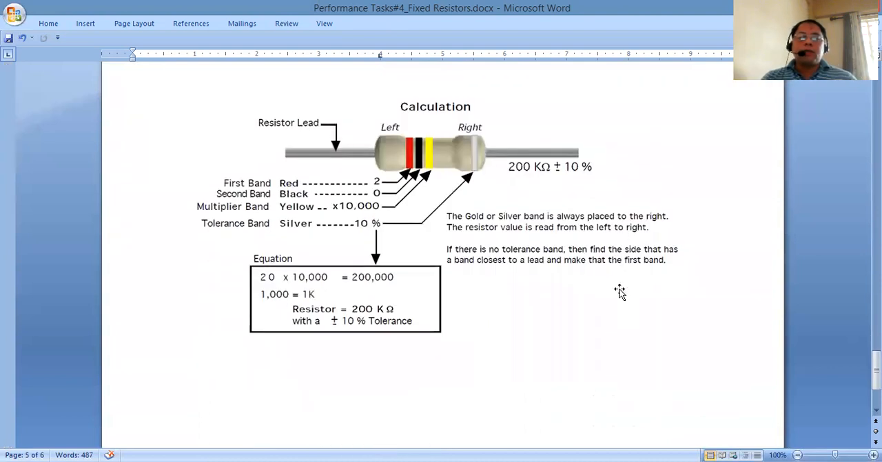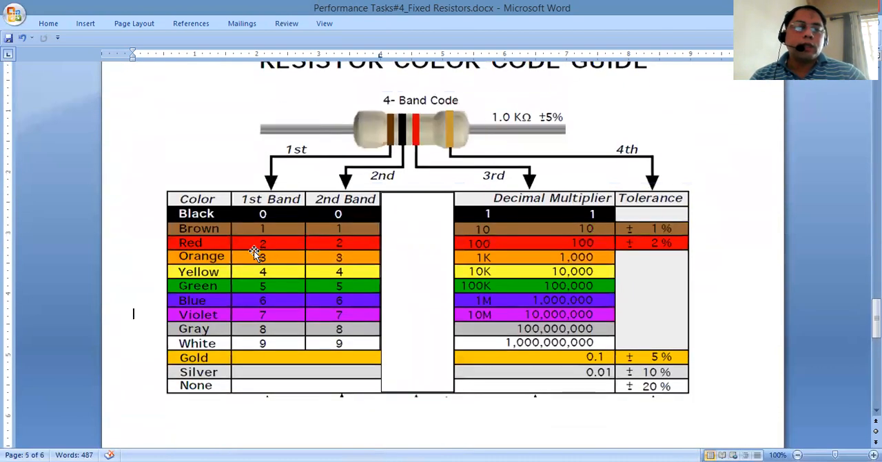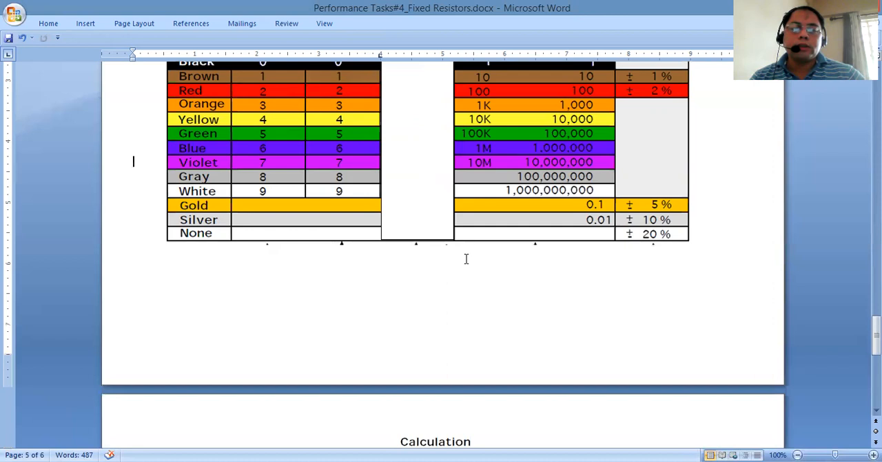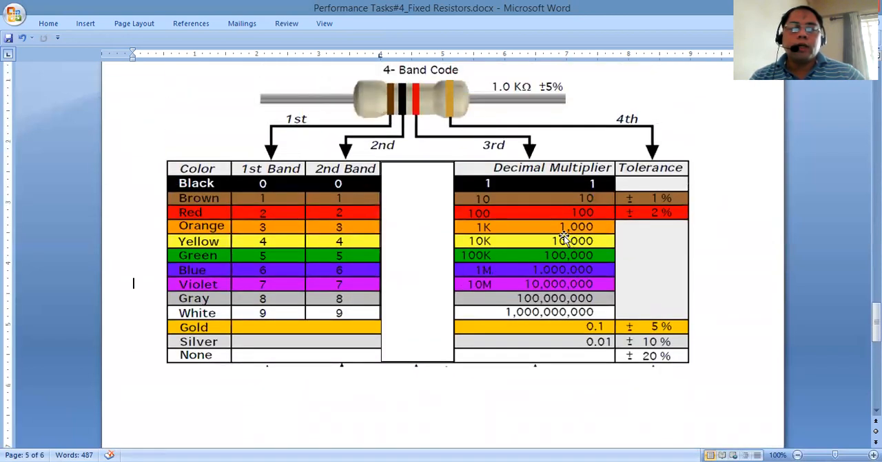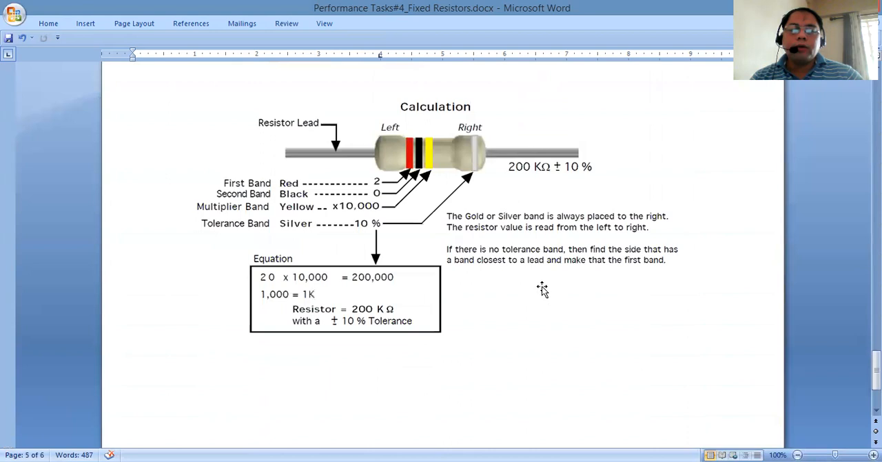Now you can also see this one here, marked red, black. From our chart, red is 2 and black is 0. So this is 20. What is our next color? Yellow. For yellow, the multiplier is 10,000. So 20 times 10,000 gives 200,000. Written concisely, that's 200 kilo ohms, which is equal to 200,000.